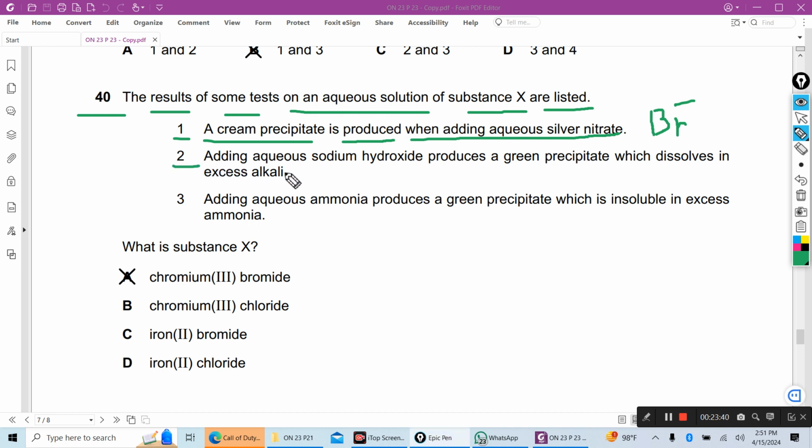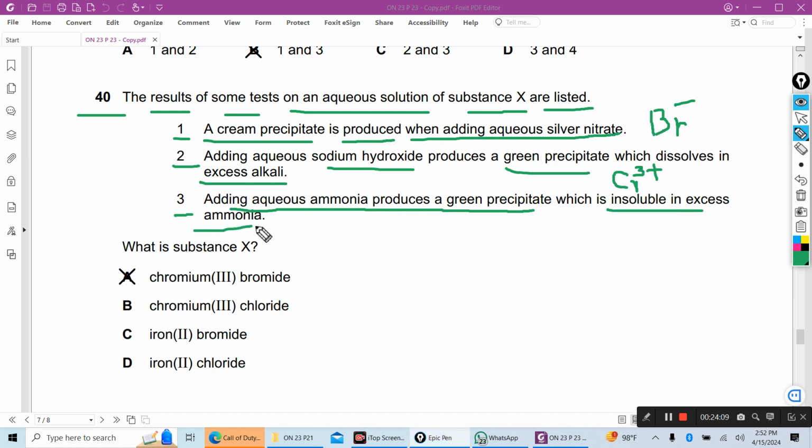2: Addition of sodium hydroxide produces a green precipitate which dissolves in excess alkali. So this is chromium(III): first a green precipitate of chromium hydroxide, then a green solution of hexahydroxochromate(III). 3: Aqueous ammonia produces a green precipitate of chromium hydroxide which is insoluble in excess ammonia. Chromium hydroxide does not react with excess ammonia but dissolves in excess sodium hydroxide to form a green solution. So that's why this will be chromium bromide.